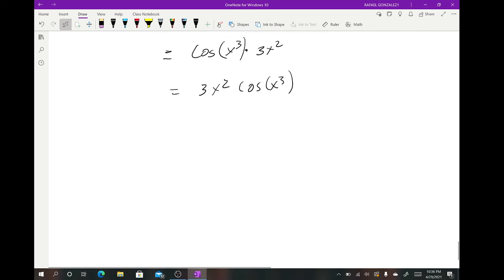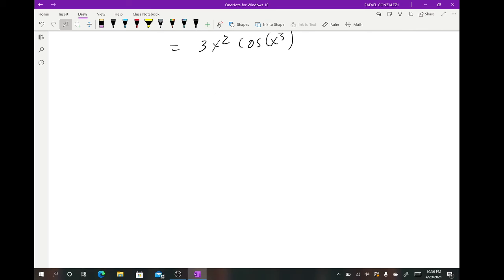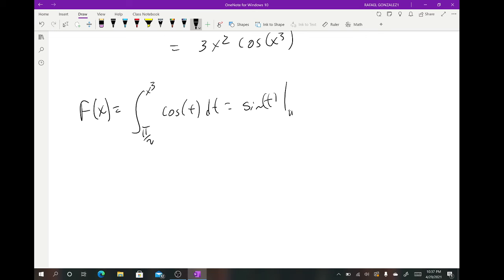But you could have just as easily found the antiderivative of f of x as it was given, which was the integral from pi over 2 to x cubed of cosine of t dt. The same way that I did before, the antiderivative of cosine of t is sine of t from pi over 2 to x cubed. And again, by the fundamental theorem of calculus, the first one, this is sine of x cubed minus sine of pi over 2.